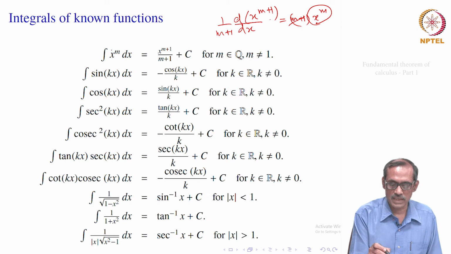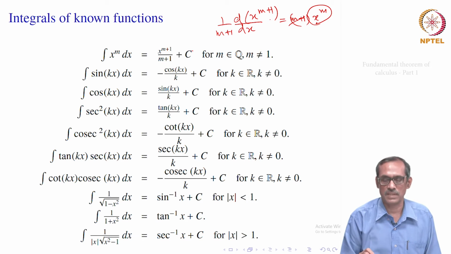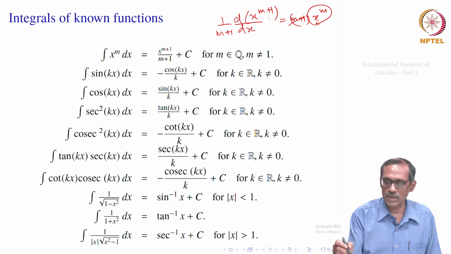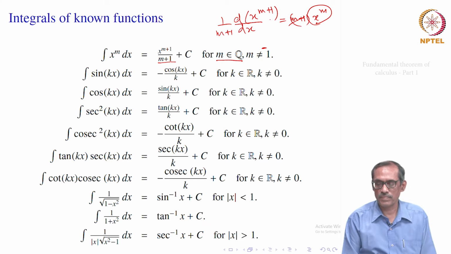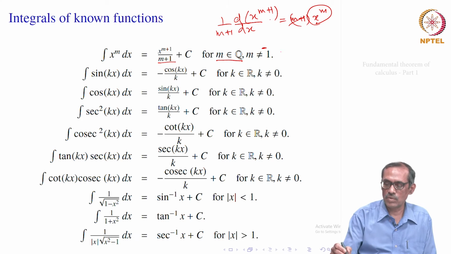You take the indefinite integral. So, integral of x to the power m dx is x to the power m plus 1 by m plus 1 plus c for some constant c. And these powers we have defined only for rational. So, let us take m is a rational number, but m is not equal to minus 1, because at minus 1 this will be 0. So, m is not equal to minus 1.